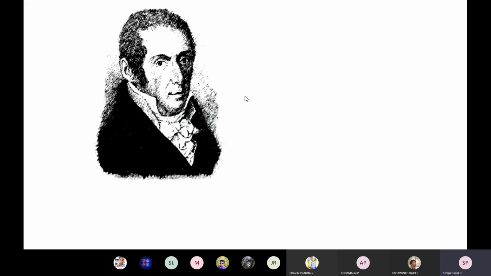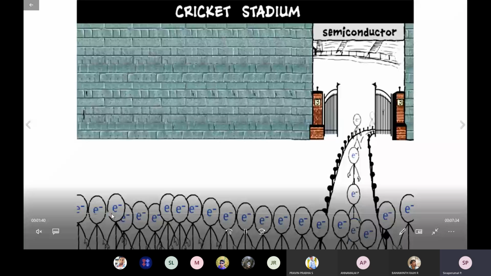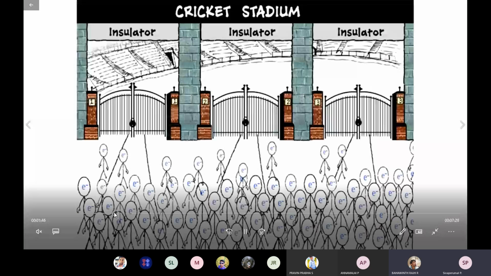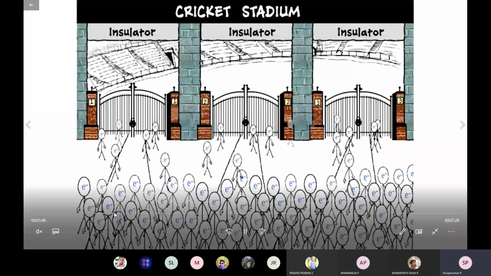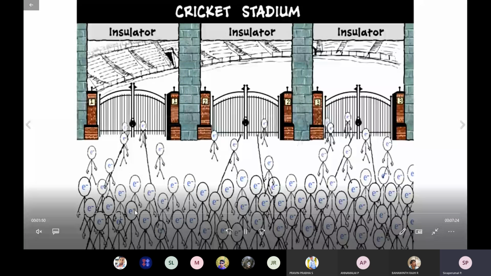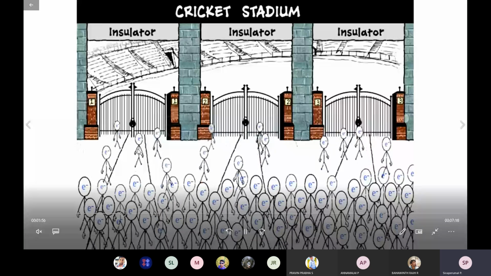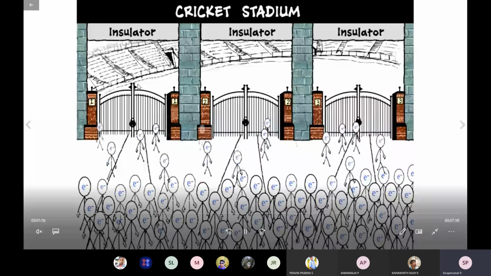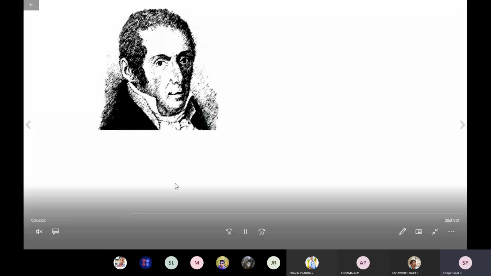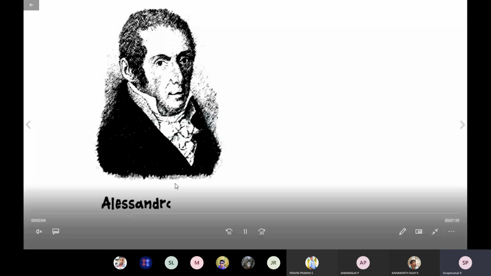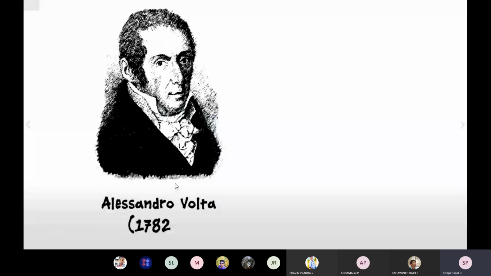Take the example of a cricket stadium. How are the electrons insulated? The gate will be closed, so the electrons can't enter. That is called an insulator. There is no possibility of electron flow in that insulator.